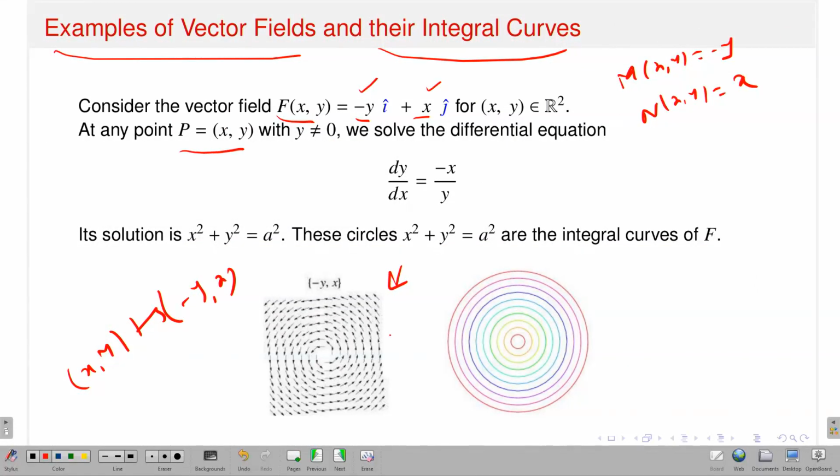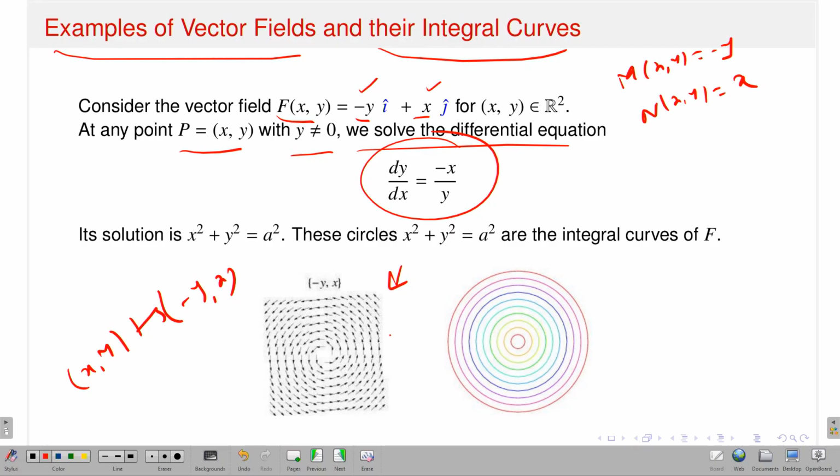If I take any point P(x,y) with second component non-zero, because I need that P(x,y) should be non-zero, if you remember. Then I have to solve the differential equation. That means dy/dx is exactly equal to minus x by y. Now this is a very simple differential equation, right?